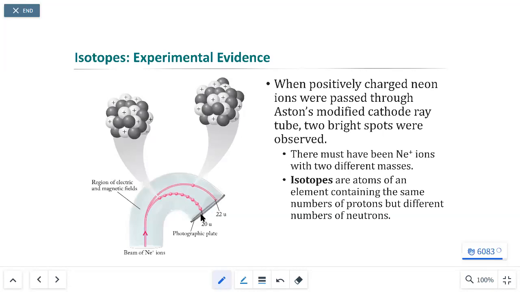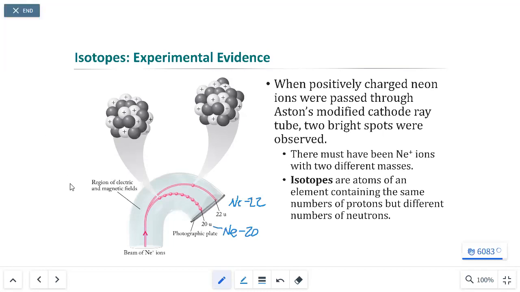The lighter beam, because it had less mass, was able to bend more significantly than the heavier beam. And so as a result, they were able to determine that neon actually has two different forms. There's neon that has a smaller mass, neon 20, and there's the neon that has a slightly larger mass, neon 22. But we know that they're all neon. So when it comes to that idea that all atoms of the same element look the same, that's true to a certain degree.